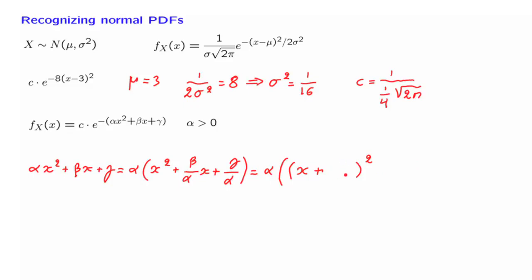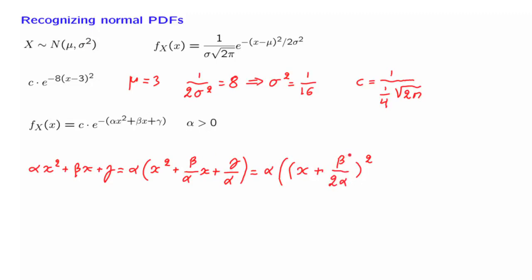We would like that something be such that when we expand this quadratic, we get this term and that term. Well, we get an x squared, and then there's going to be a cross term. What do we need here so that the cross term is equal to this? What we need is a term equal to beta over 2 alpha.